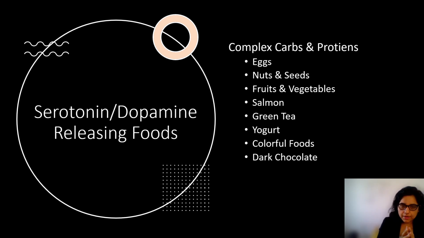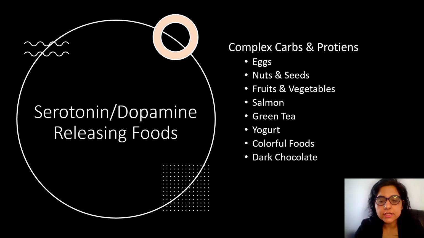But you have to remember that these are not the foods which are going to release the happy hormones in your body. Instead, the complex carbs and proteins are the ones which are going to release dopamine in your body, such as eggs, nuts and seeds, fruits and vegetables, salmon, green tea, yogurt, colorful foods, and dark chocolate.